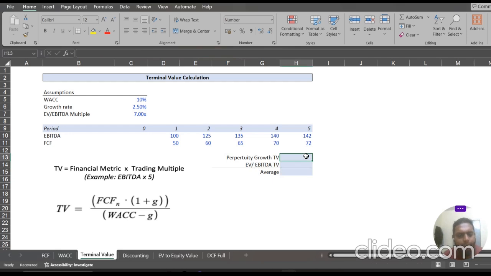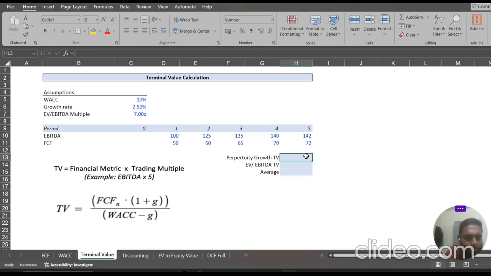So a perpetuity growth terminal value, that is the first method, and then the second method. For the first method, the formula is cash flow of the nth year, the last year of the projection or forecasting, into 1 plus G. G is the growth rate. Growth rate mostly aligns with the GDP of the country or with the growth rate of the industry.